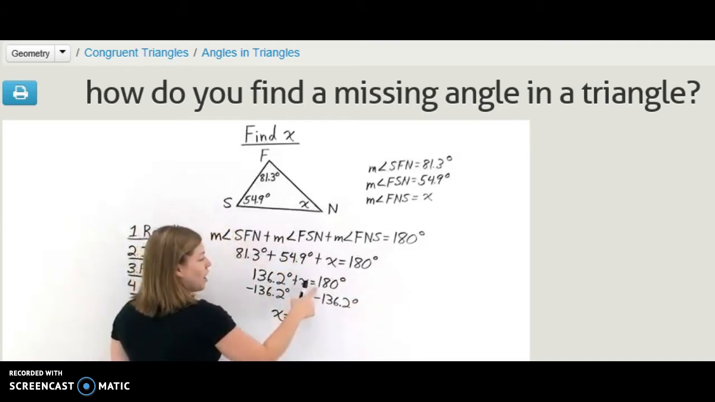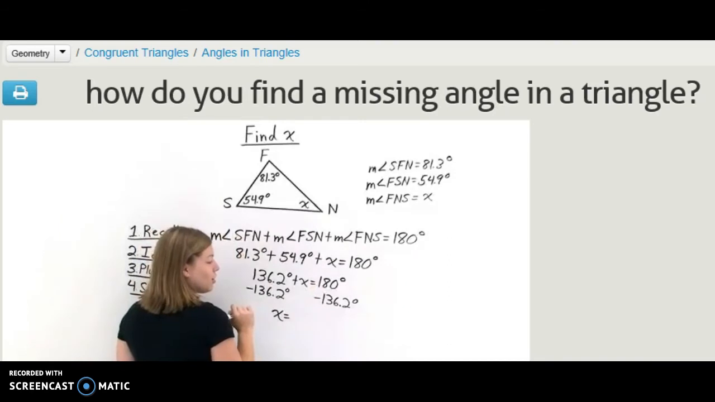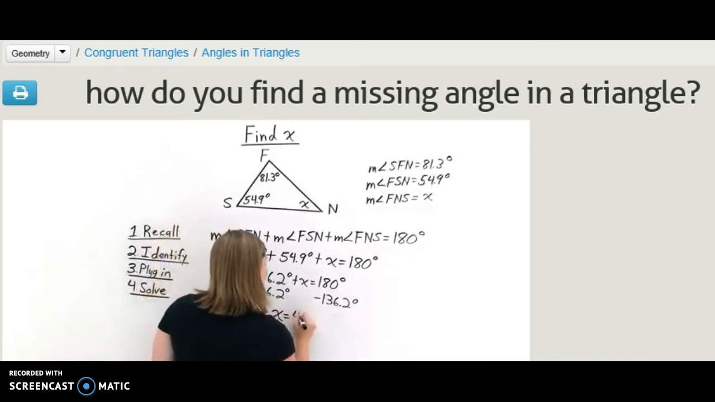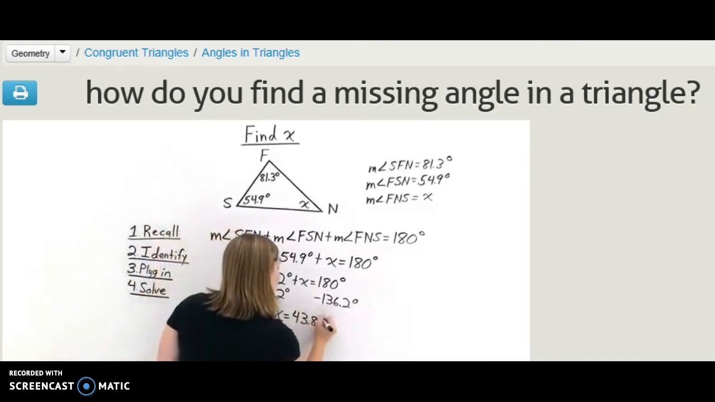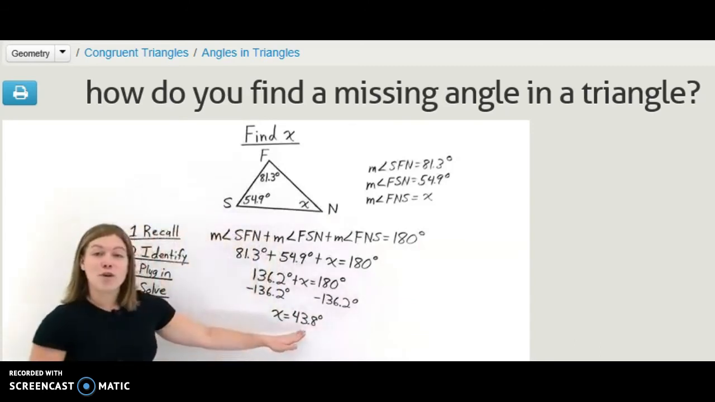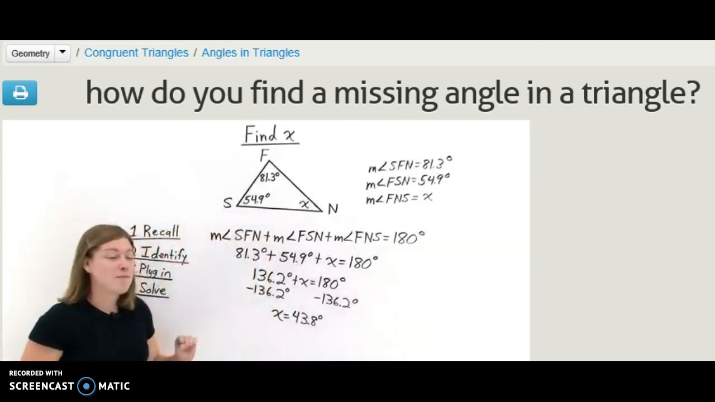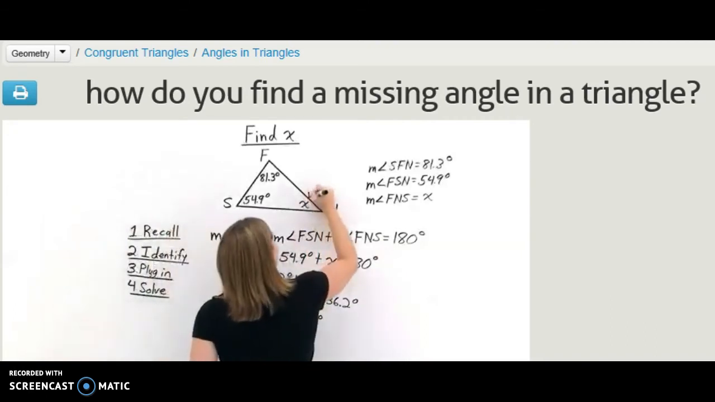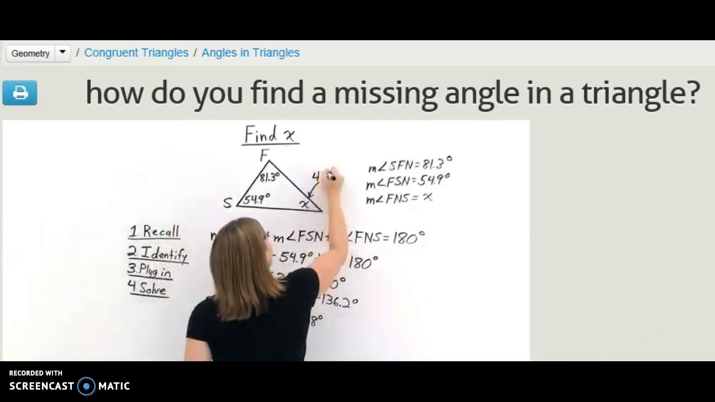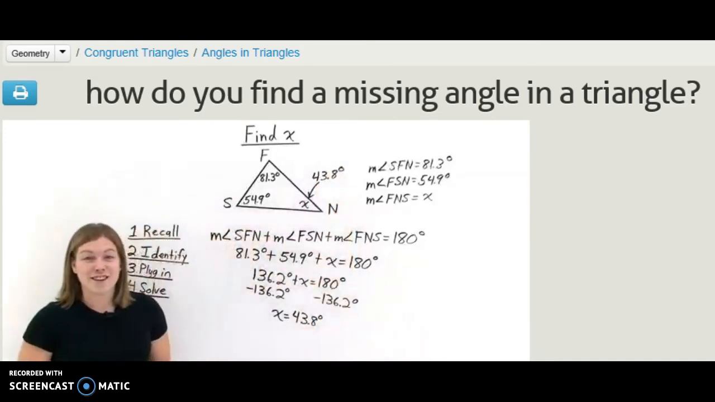On the right, 180 degrees minus 136.2 degrees is 43.8 degrees. So this is the value of x. This is the value of our missing angle measurement. The missing angle measurement measures 43.8 degrees. So now we have our answer.